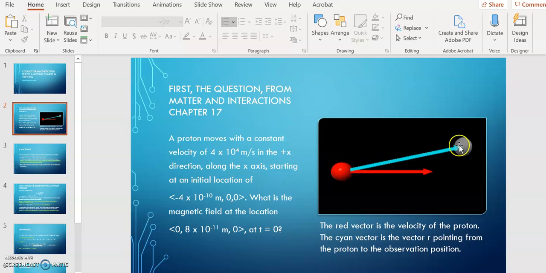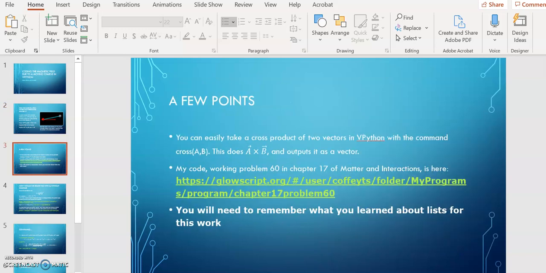Now here in this image, the see-through sphere is the observation position. And I've shown a vector in cyan here that points from the position of the proton to the observation position. Now this is the vector r in the Biot-Savart law, right? Which is the displacement vector from the current element, or the charged position, to the point of interest. So we are going to use the Biot-Savart law to calculate this.